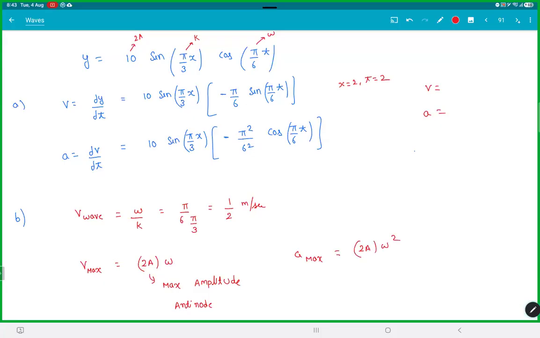I hope you're getting that. So this value is 10. So 2A is the maximum amplitude of the particle. And you can get the C part also.